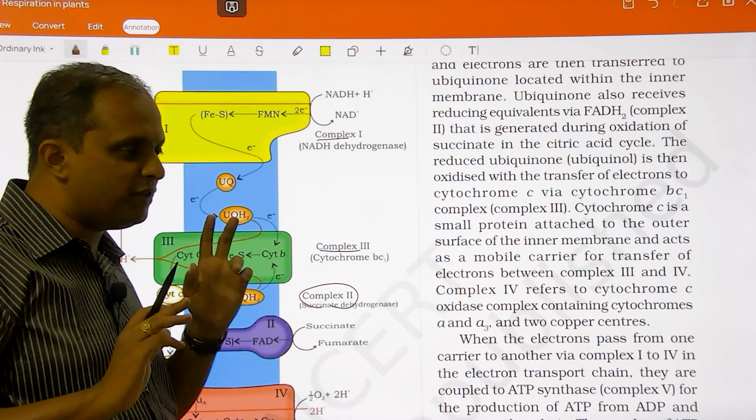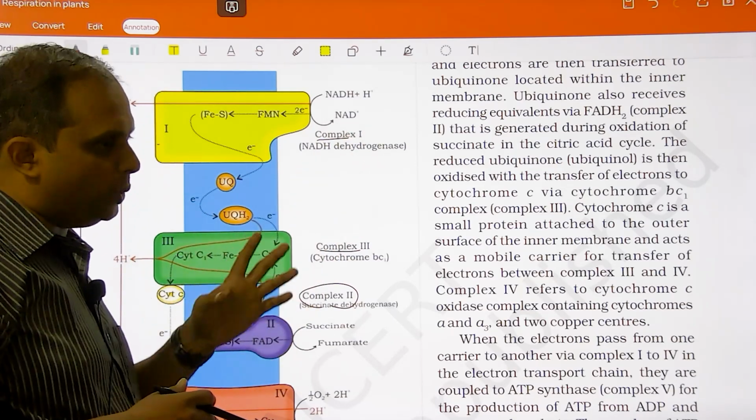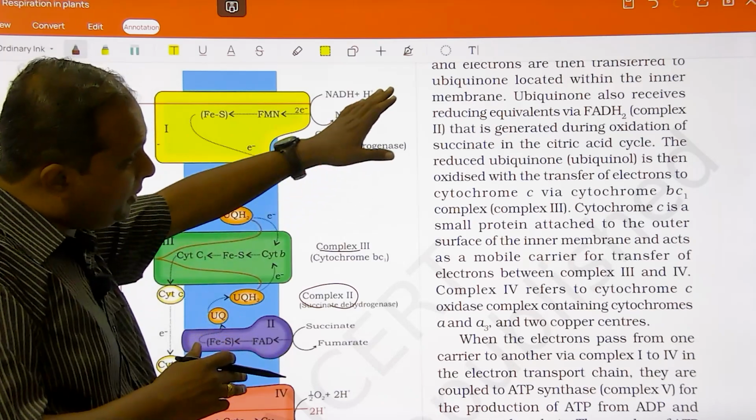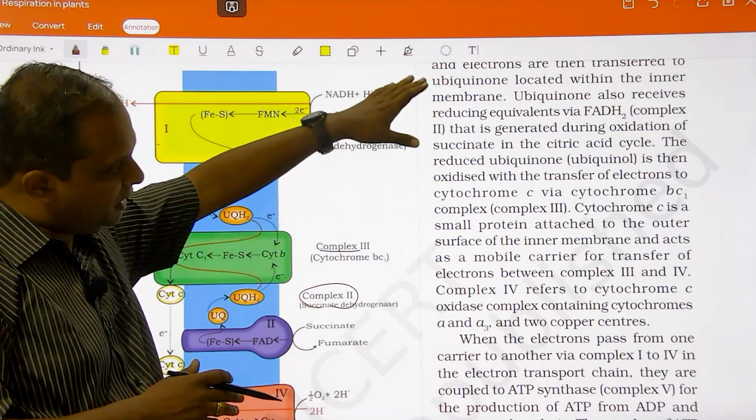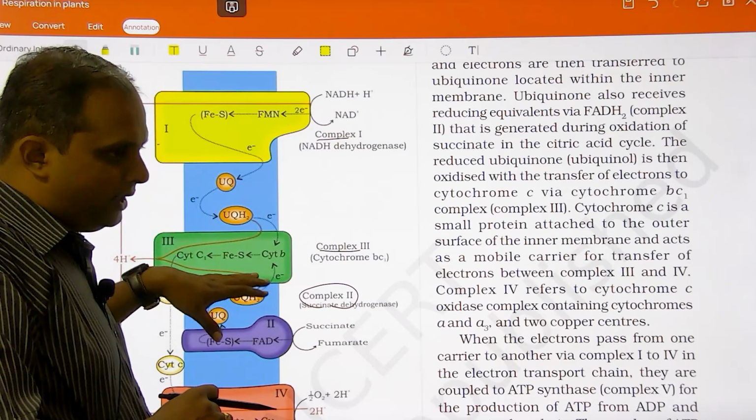NADH, if it gives electrons, is going to give 3 ATP. FADH2, if it gives electrons, is going to give 2 ATP. Actually, everything will be correct in concept, and in the written part it will be correct, but here there is some confusion. So let's see.